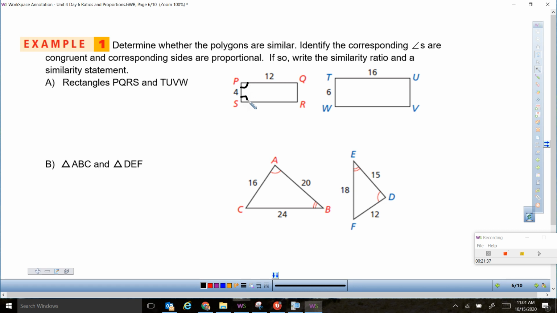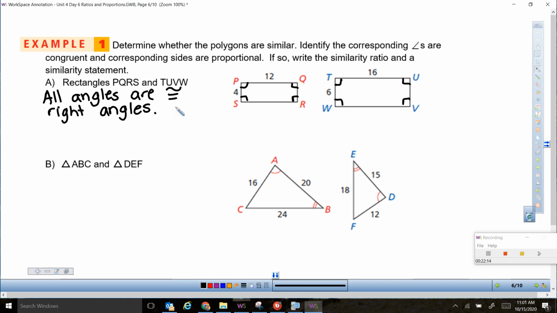So this one, this one, this one, this one, this one, this one, this one, this one. And instead of saying that angle P is congruent to angle T, angle Q is congruent to angle U, I don't want to have to do that 4 times. I'm just going to say that all angles are congruent right angles. So far they look similar because their angles are all the same. They're all congruent.